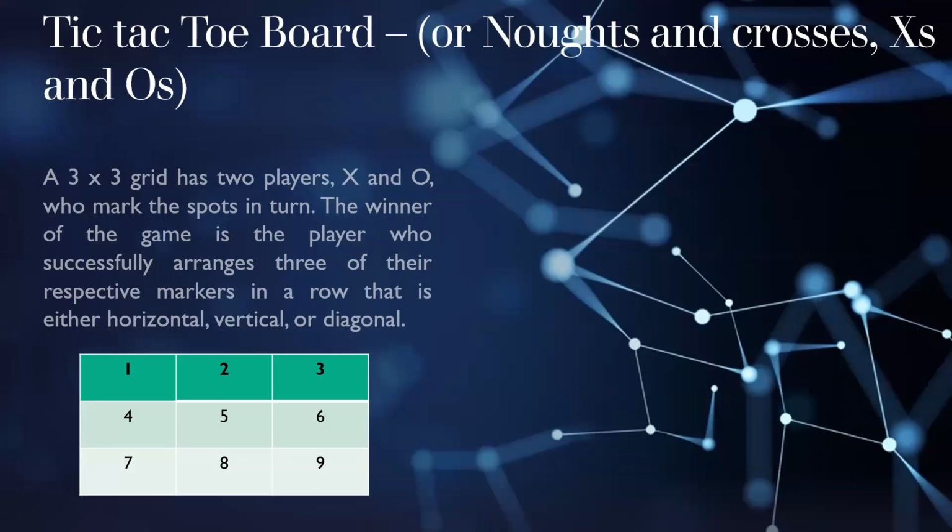For this project, we have chosen a 3 by 3 grid board which has 9 positions. We have two players, X and O. As we know, the winner of the game is the one who arranges either X or O horizontally, vertically, or diagonally. Next.